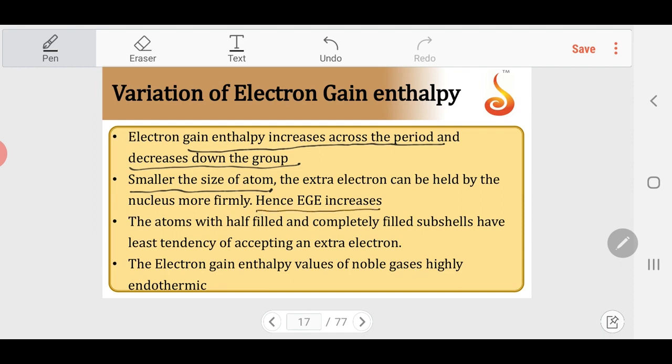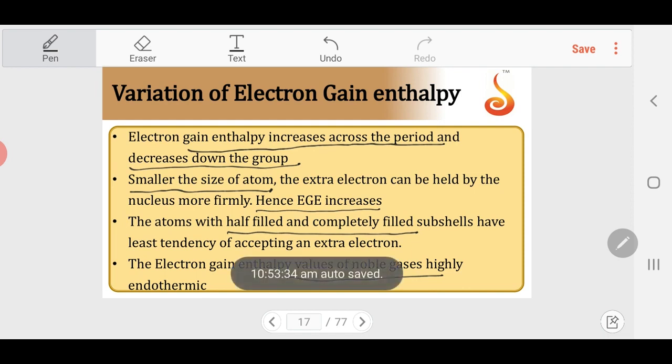If the atoms are bigger, then the electron cannot be held firmly by the nucleus. So as the size of the atom decreases, electron gain enthalpy increases. Then half-filled and completely filled subshells have already attained extra stability. They won't readily accept one extra electron. So the electron gain enthalpy of these elements will be much lesser. Then noble gases will always be highly endothermic, very difficult to add one extra electron to the noble gas, because the outermost shell is already completely filled.